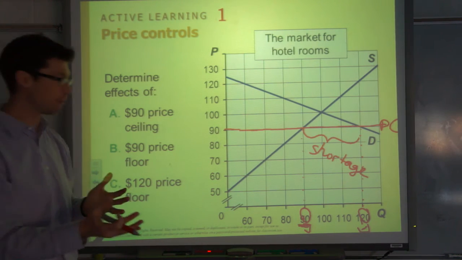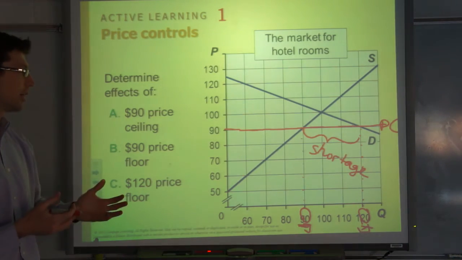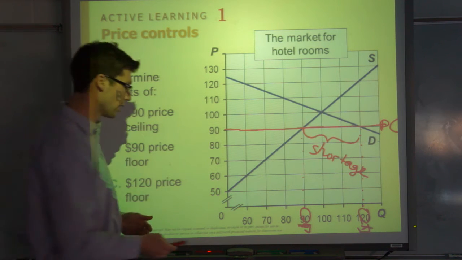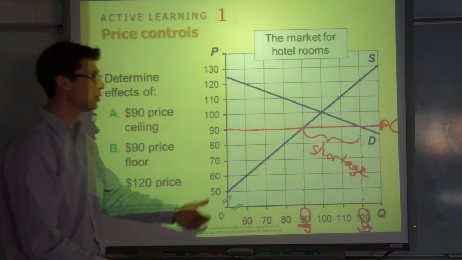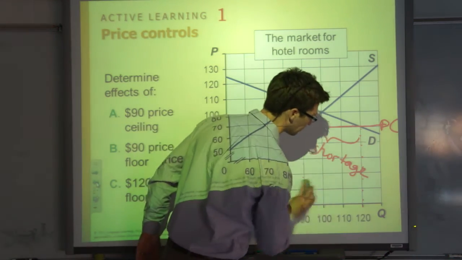However, you're going to have a lot of people who are looking for them, 120. So people are going to be wasting their time trying to find a vacancy here because there are too many customers searching for too few hotel rooms. So that was the analysis there.